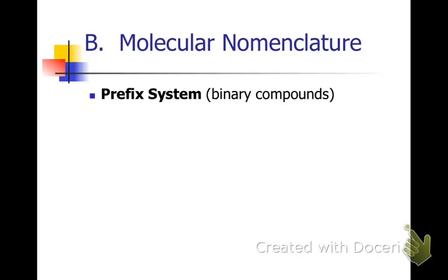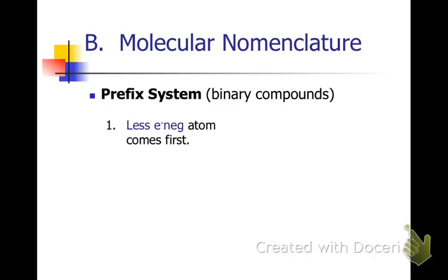With molecular compounds, those are ones that are covalently bonded. So that's going to be between two nonmetals or a nonmetal and a metalloid. We're going to use what's called the prefix system, and we are only going to look at binary compounds. That means compounds that have how many elements? Two elements, and that's it. Your less electronegative atom always comes first.